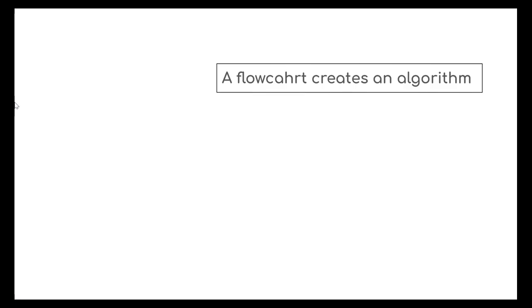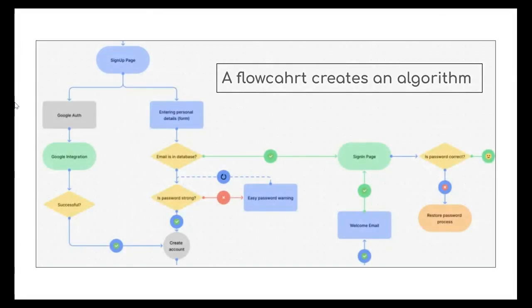So a flow chart creates an algorithm. Now, algorithm is just a fancy word for a series of steps, right? But what's a flow chart? One sample is right here in front of you. Now, let's say we wanted to create a program where a user would go all the way from the sign up all the way to enroll.